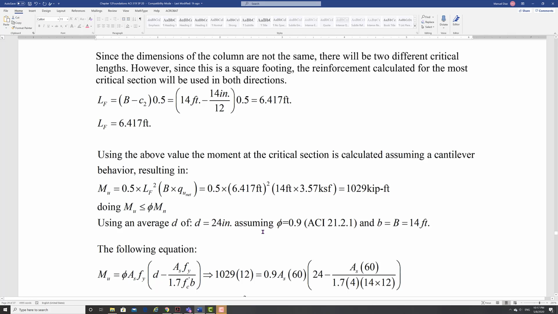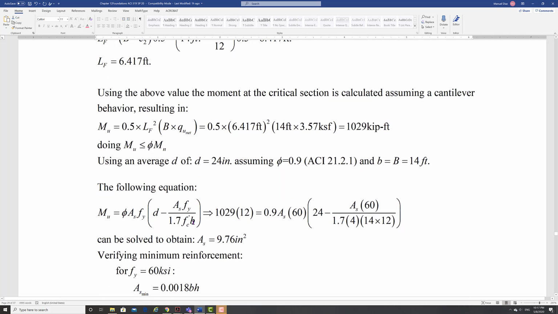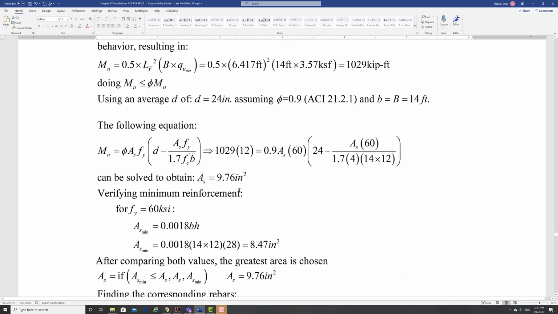And from here, I mean, you know how to do this. Remember that your B is 14. That's all you need to remember. So we apply the same formulas. Because I was using MathCAD, I was able to solve the quadratic equation, so I used this formula to solve for As instead of doing the two-step approach. When you have that tool, you can use this one. It's neat. All right, so that gives me my area.